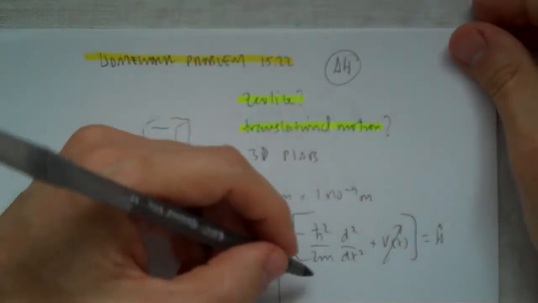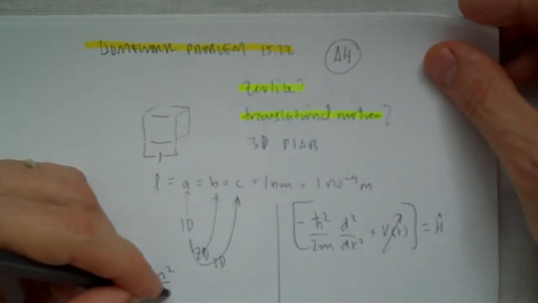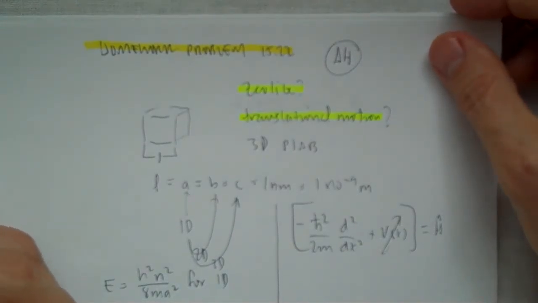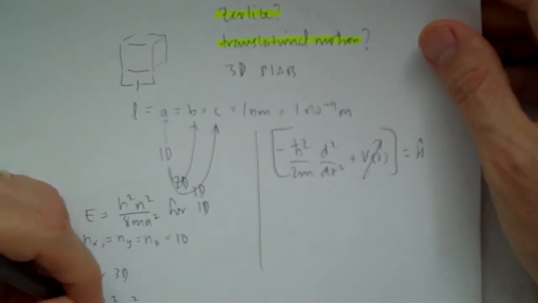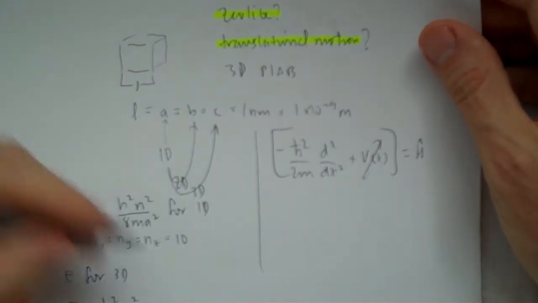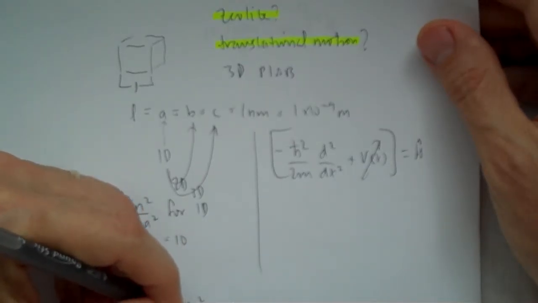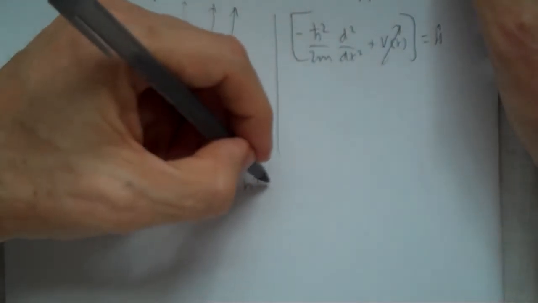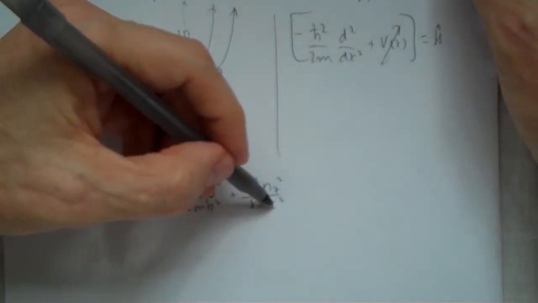And we go, oh, wait a second, I already derived an equation for this in one dimension, and it was E equals h squared n squared over 8 m a squared. That was for 1D, and so E for 3D is going to be h squared n_x squared over 8 m a squared, plus h squared n_y squared over 8 m b squared, if we let b be the length in the y dimension, plus h squared n_z squared over 8 m c squared, where that is the length in the c dimension, the z dimension.